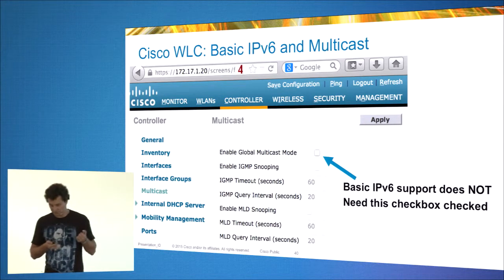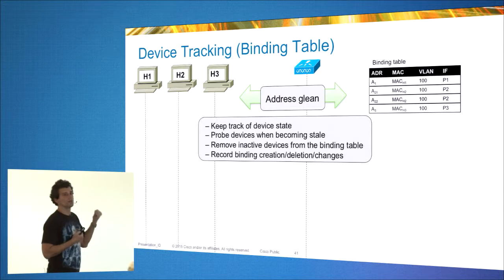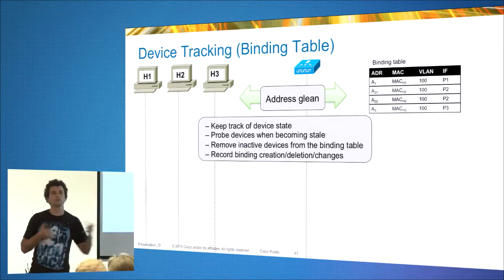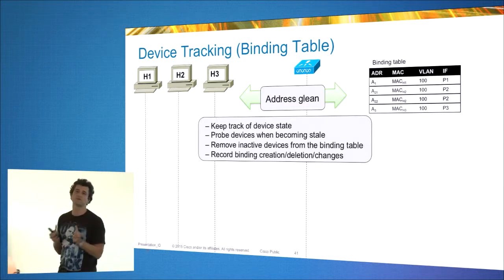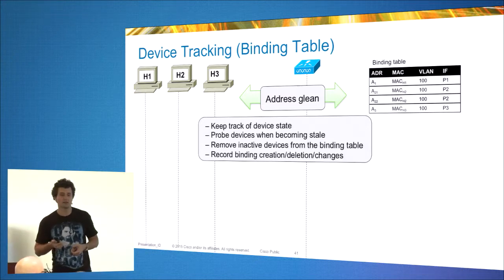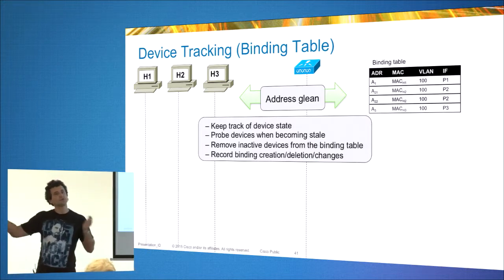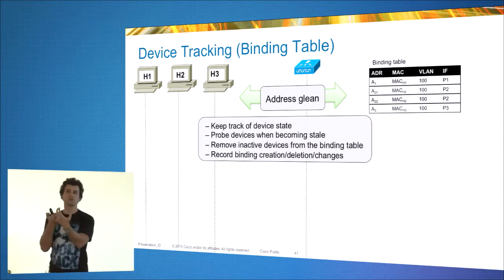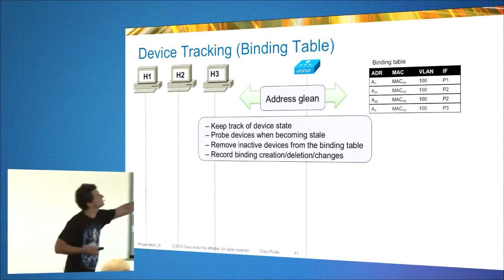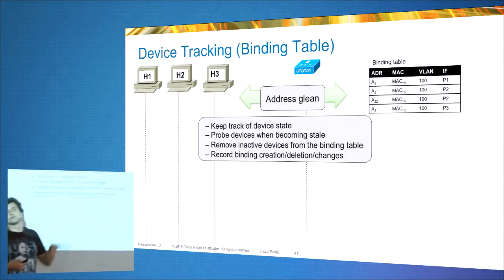And another part, while talking about this proxying, is that the controller also tracks the addresses assigned to the clients, both v4 and v6. And I've been talking about the neighbor discovery protocol. So the controller uses the snooping of this neighbor discovery protocol to populate the table, which tells which client has which address on which VLAN.